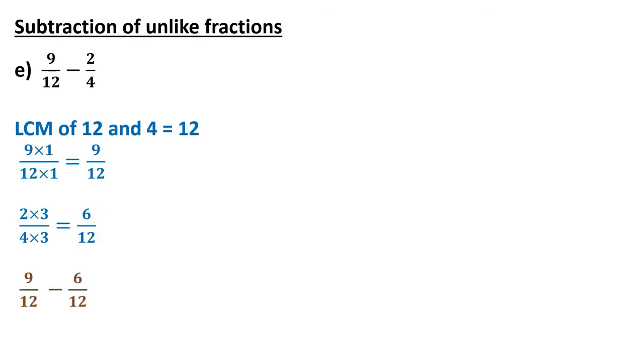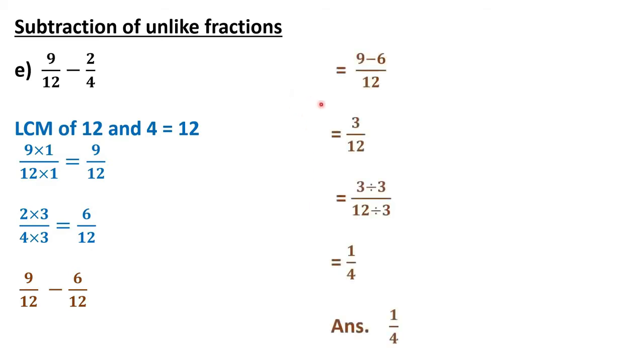Now we have the fractions 9 by 12 minus 6 by 12. As you can see, now the denominators are same, so they are like fractions. So we will operate as we have done in the previous question. We will operate only the numerators, that is 9 minus 6, by 12. This will give you 3 by 12.